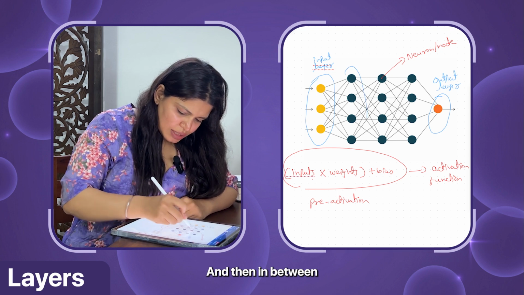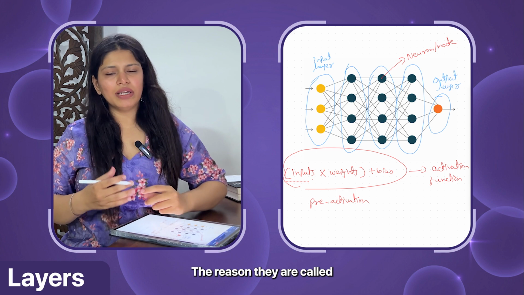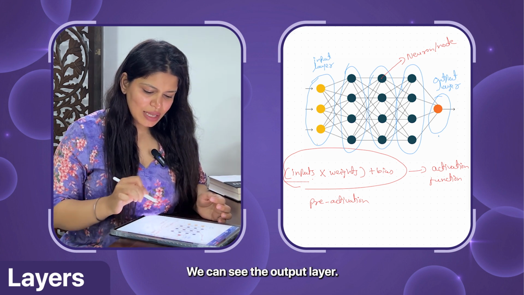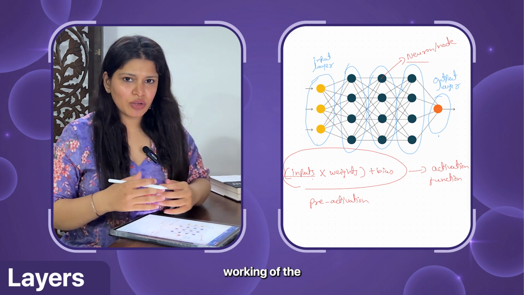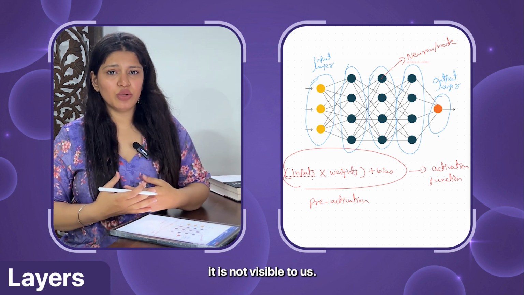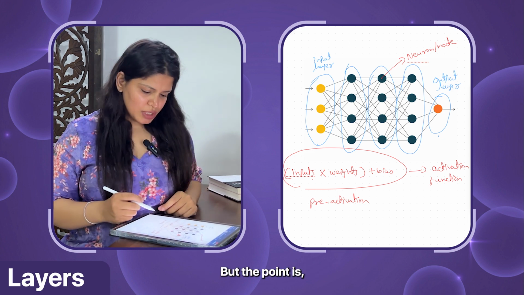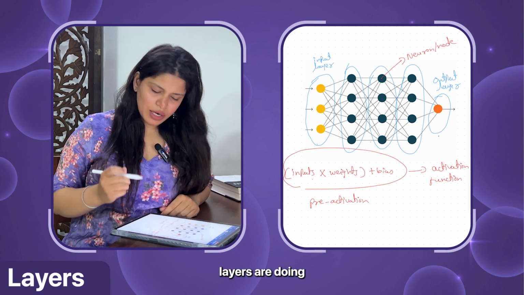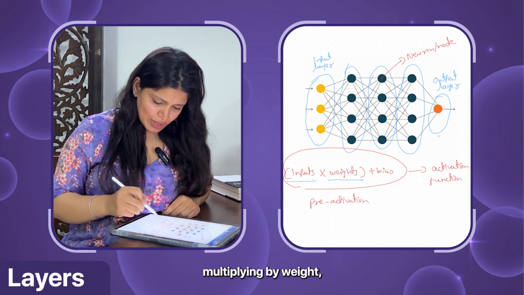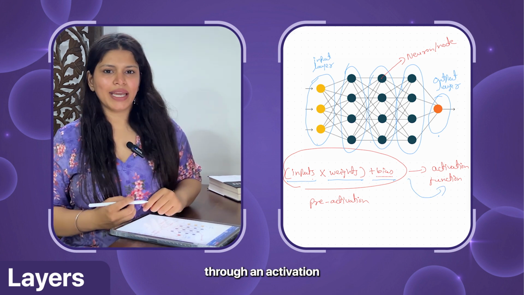And then in between these three layers are called hidden layers. The reason they are called hidden layers is because as a human being, we can see the input layer, we can see the output layer. But the in-between working of the neural network, the one that is happening inside the hidden layers, is not visible to us. That is the main reason why it is called hidden layer. But the point is, all the neurons in these layers are doing the same thing. They are taking inputs, multiplying by weights, adding bias, and then passing that through an activation function.